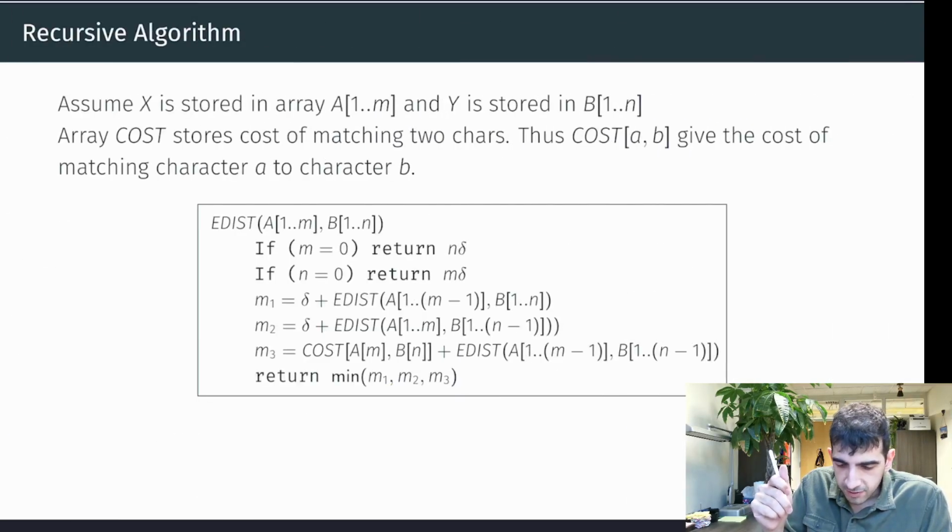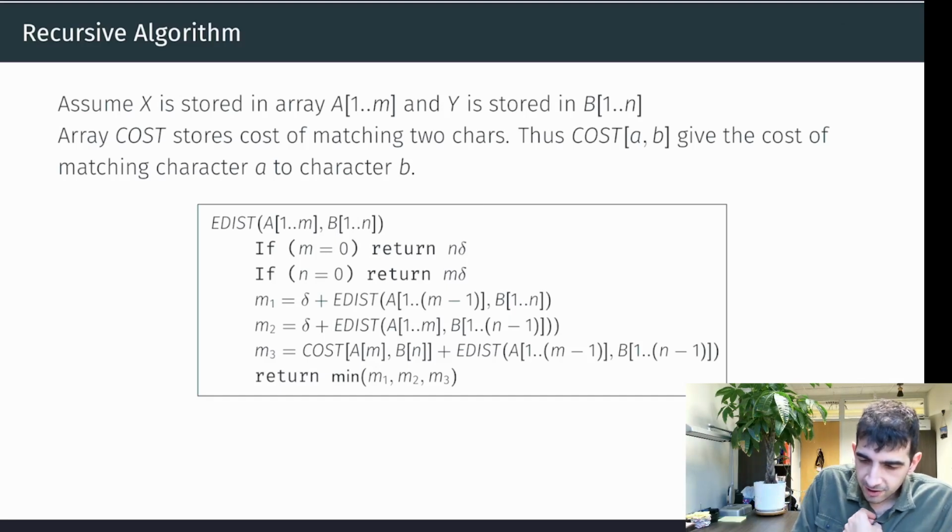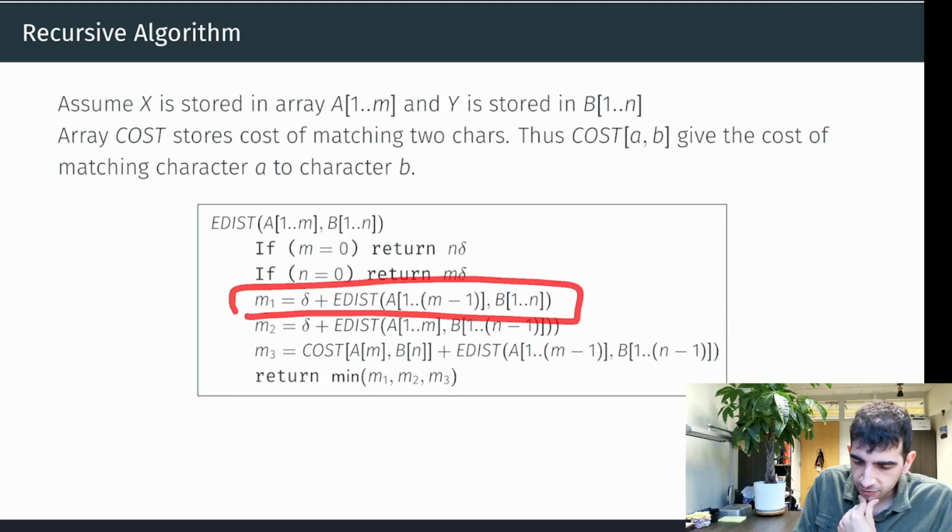So we have a particular algorithm. We have two inputs, x and y, which we rewrite as A and B. And thus, we compute the three different possibilities as recursive calls, M1, M2, and M3.